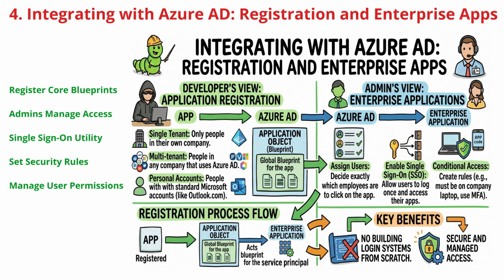This is where the IT admin takes the wheel. From this view, admins can assign specific users to the app, enable single sign-on, so employees only have to log in once, and set conditional access rules, like requiring a company laptop or multi-factor authentication to get inside. It's the perfect bridge between a developer's creation and an admin's need for secure managed access.